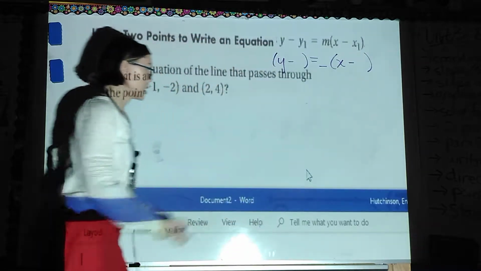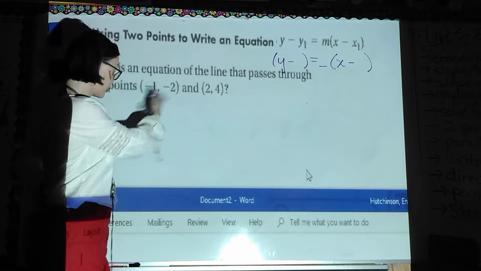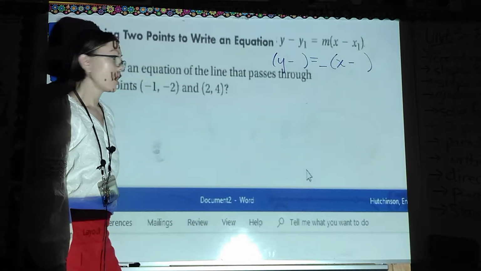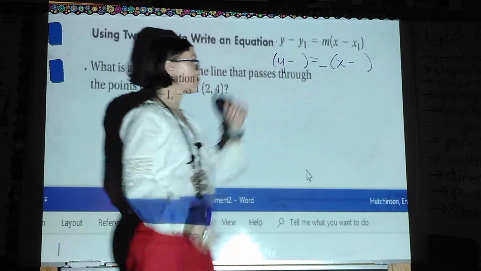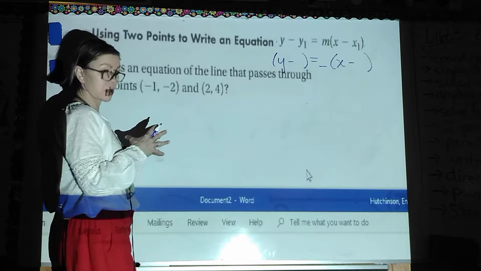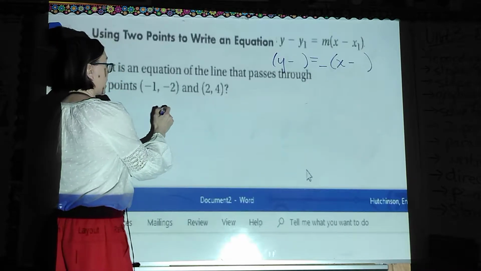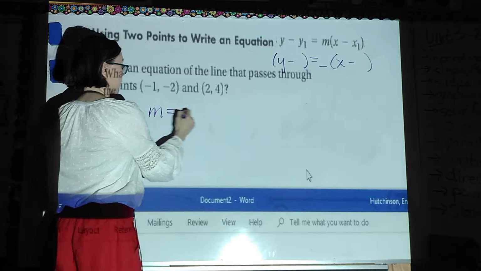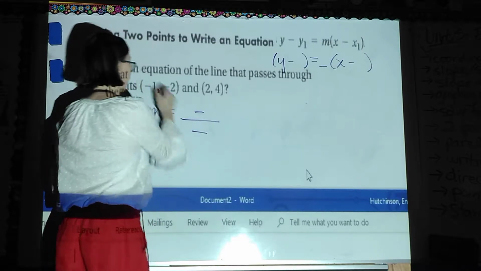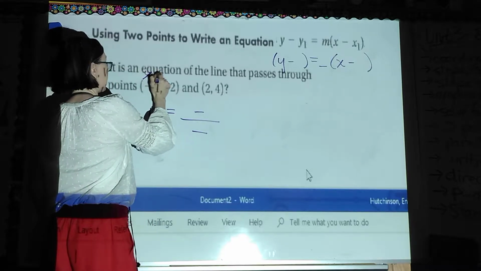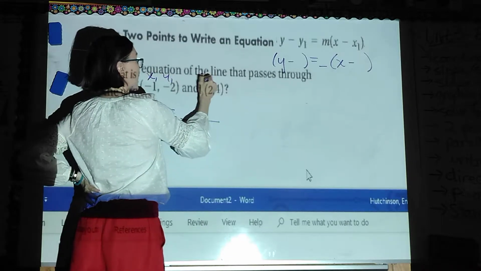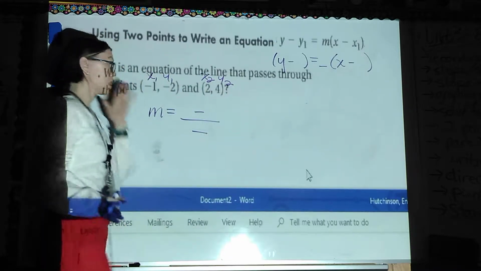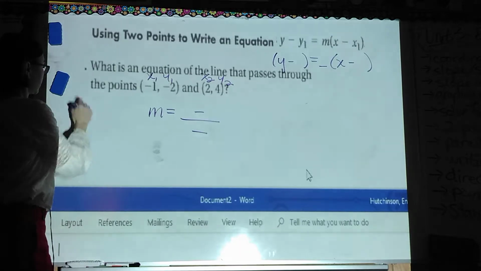Okay? So all they gave us was 2 points. Okay? Well, how do we find the slope? Well, we find the slope using what? The slope formula. So here we go. Slope. And don't forget our x sub 1. Label x sub 1, y sub 1, x sub 2, y sub 2. Okay? So step 1, find the slope.